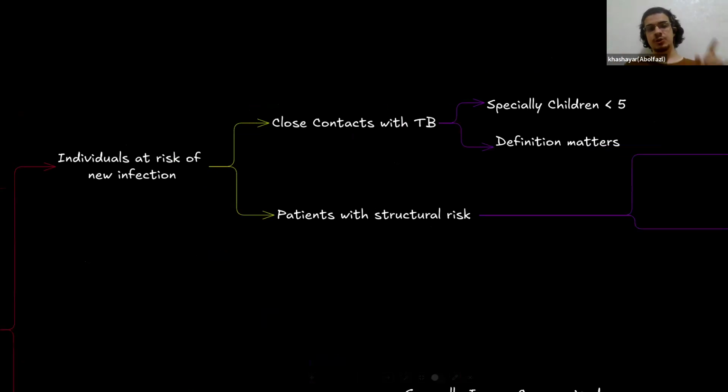Individuals at risk of new infection are those with close contact with TB and patients who have a structural risk factor for getting TB. Close contact with TB is especially important in children under 5 years old, but we have to note that the definition of close contact matters. It can change from situation to situation, and you have to decide what counts as a close contact there. Again, local guidelines can help here.